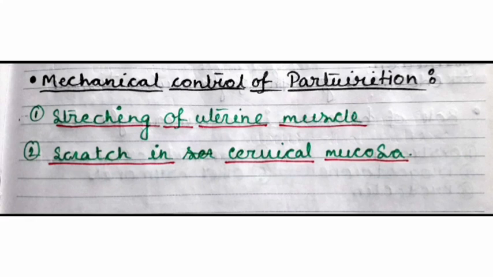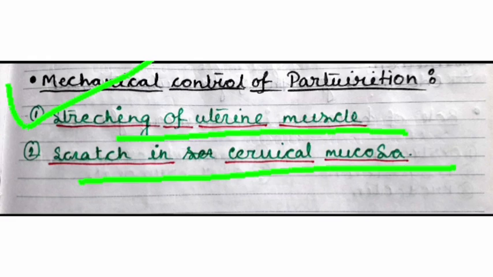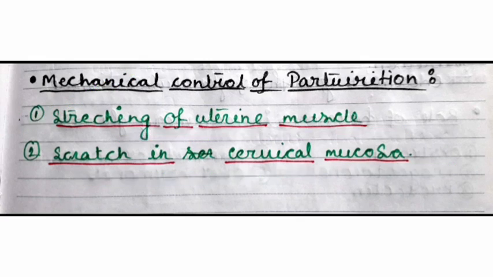Next is the mechanical control of parturition. There is mechanical control which is also involved in the process of parturition, and it is of two types: the stretching of uterine muscle and the scratch in the cervical mucosa.